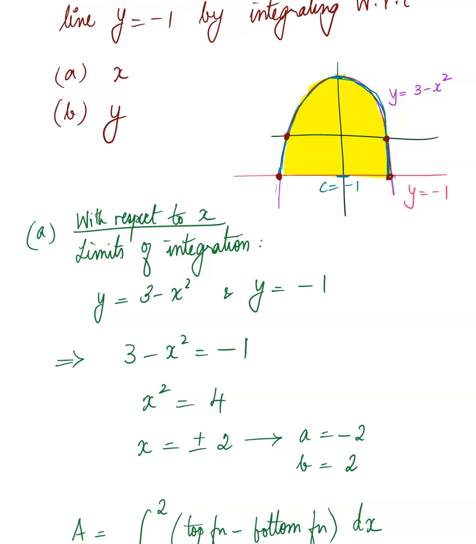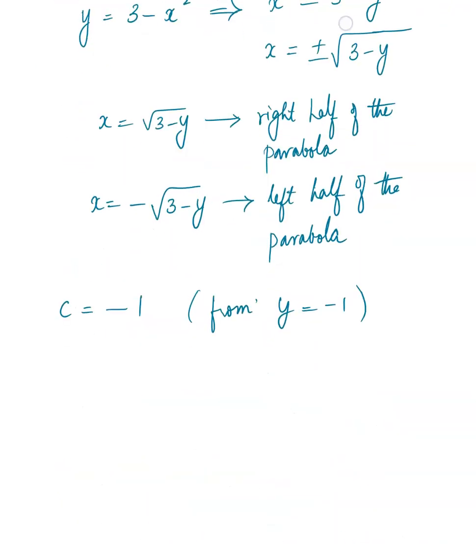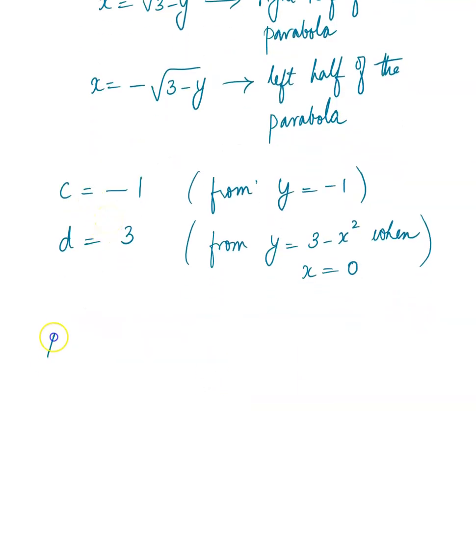So you can clearly see that you're trying to find the y value when x is 0, right? When x is 0, the y value is 3. Plug in x as 0, so y will be 3. So your limits of integration are y equals negative 1 to y equals 3 minus x squared when x is 0, because that's where the vertex is attained. So c to d, right? So your area will be c to d, right function minus the left function dy.